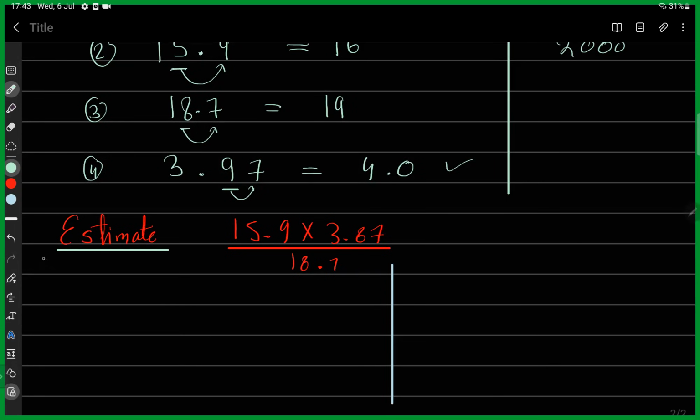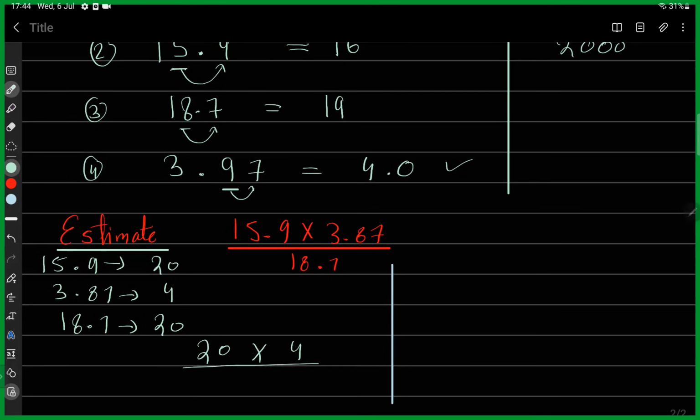So 15.9 can be rounded off to one significant figure and it would become 20. Very good. Excellent. And then 3.87 would be rounded off to one significant figure and it would become 4. 18.7 would be rounded off to one significant figure and it would become 20. So I can write it as 20 multiplied by 4 divided by 20, and you can just say that the answer is approximately 4.